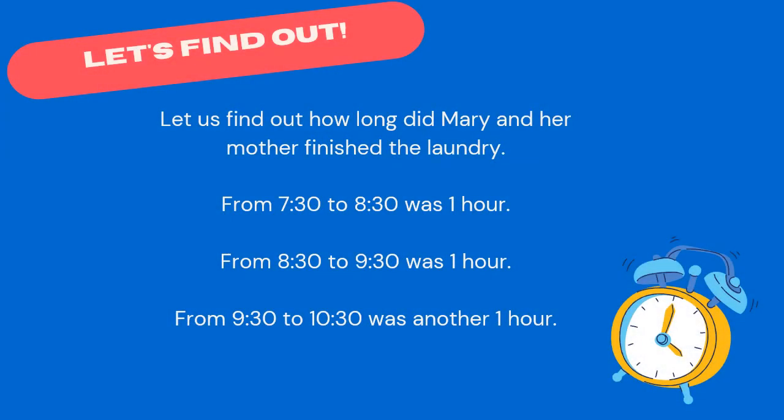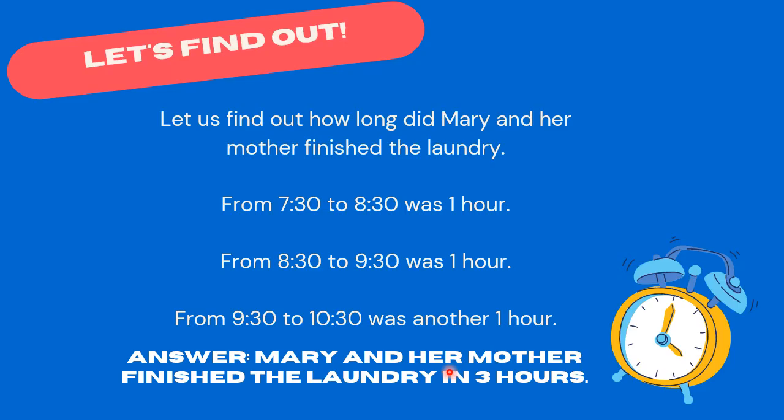Let's find out how long Mary and her mother took to finish the laundry. From 7:30 to 8:30 was 1 hour. From 8:30 to 9:30 was another 1 hour. From 9:30 to 10:30 was another 1 hour. Mary and her mother finished the laundry in 3 hours.